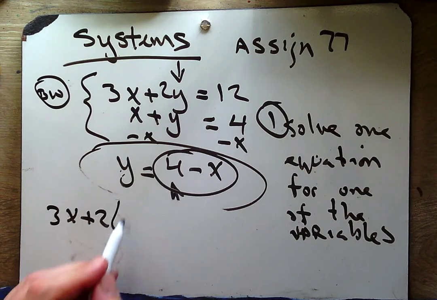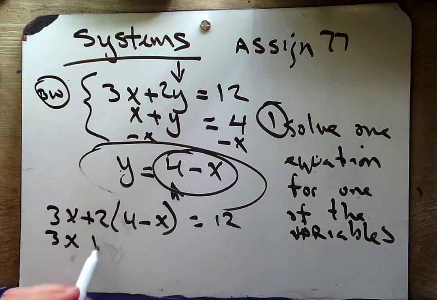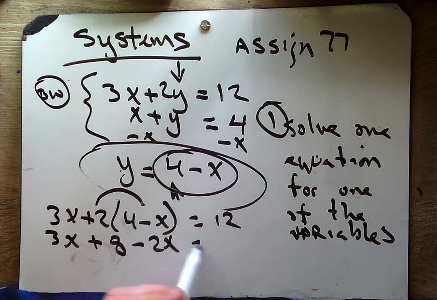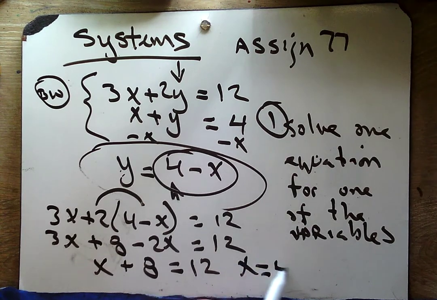3x plus 2 times 4 minus x equals 12. We'll distribute here. Don't forget to distribute there. A lot of people do. It's kind of sad. x plus 8 equals 12. And if I subtract 8 from both sides, I get x equals 4.